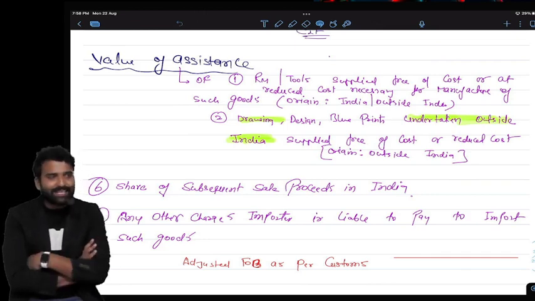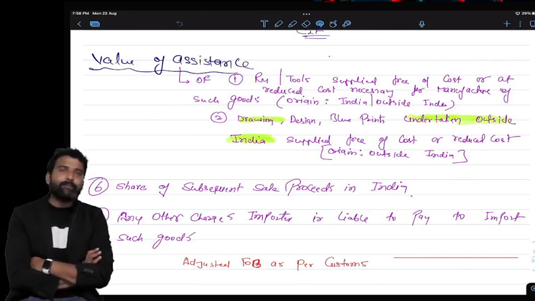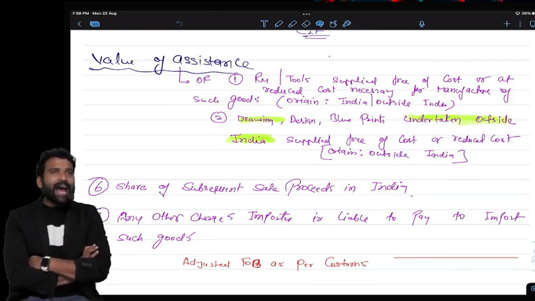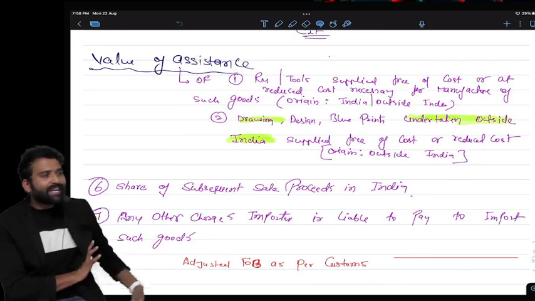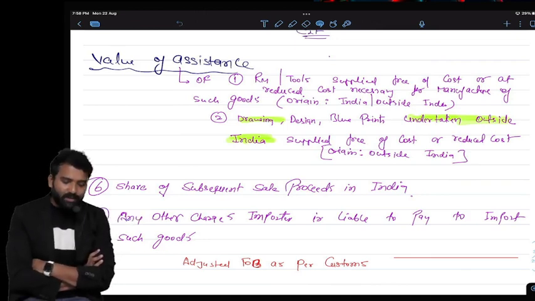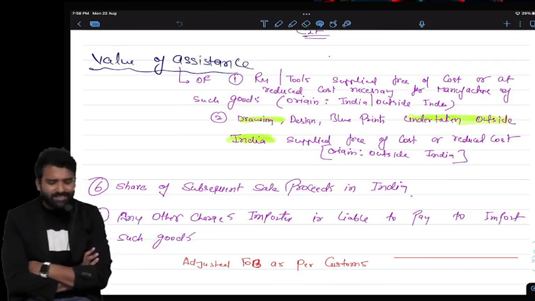Yeah, that is the reason. That is the logic, that when I am sending the raw material free of cost, I have benefited from the export incentives. So when the goods are again coming back, the import duty is required to be charged. That is the logic.